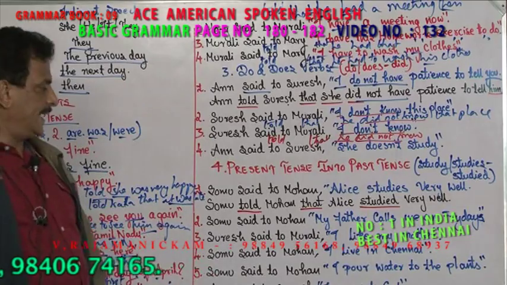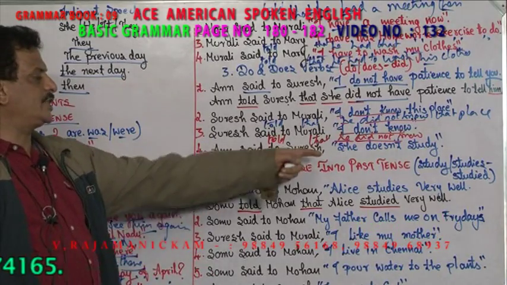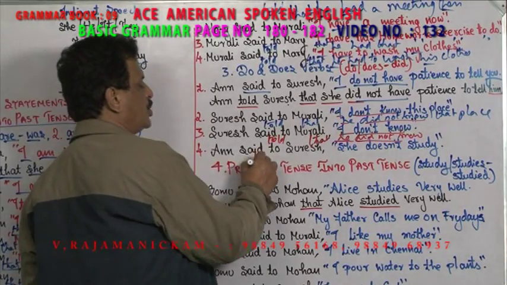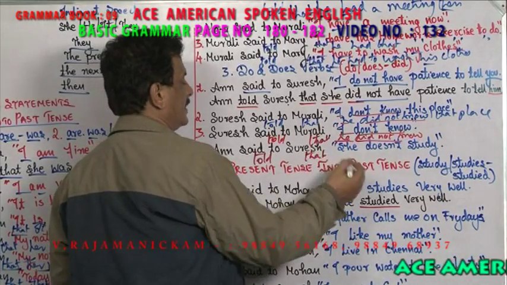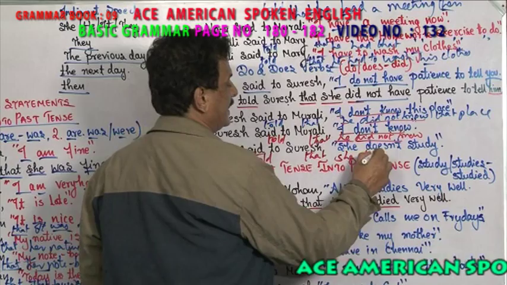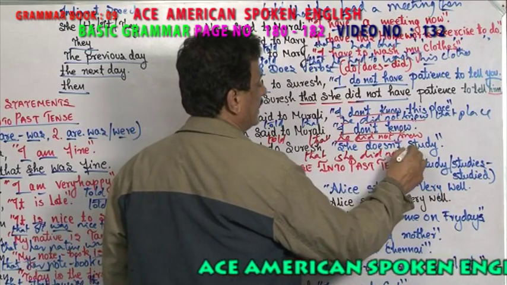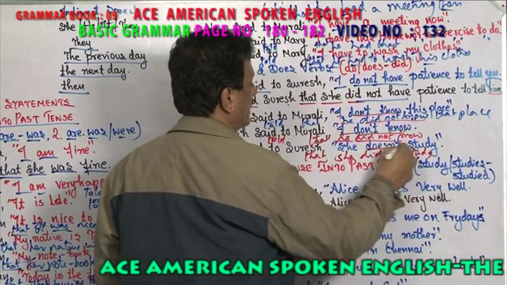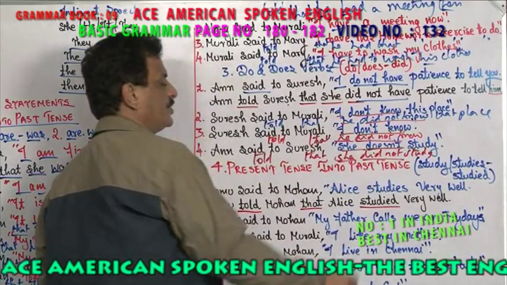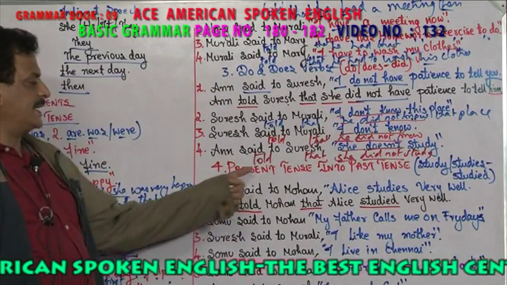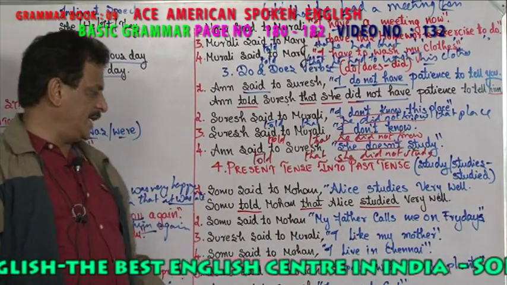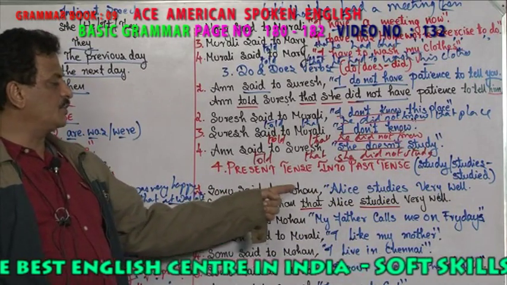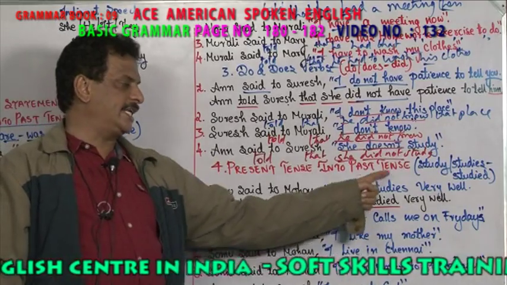You got it, sir? Next, Anne said to Suresh, she doesn't study. So, Anne told Suresh that she did not study. Doesn't changes into did not, she changes into she. Right, sir? Now, present tense into past tense. Studies changes into studied. Somu said to Mohan, Alai studies very well.